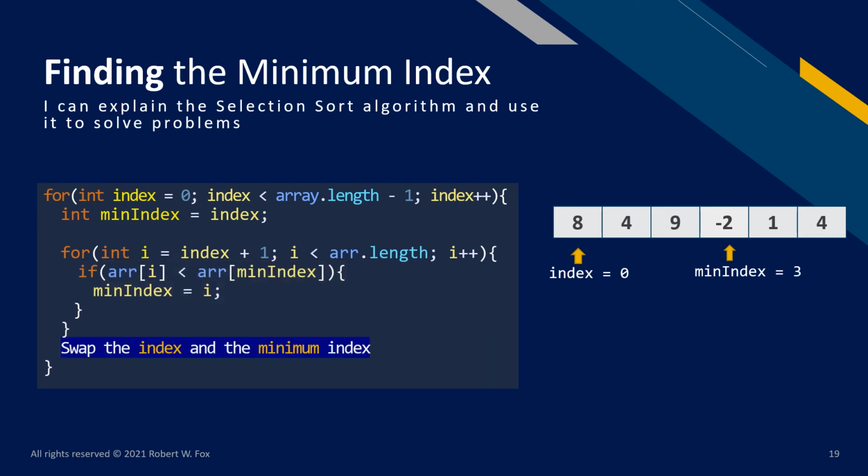So the outer loop runs through all the elements from the beginning to the second to last, and then the next chunk of code, the loop and if statement, searches for the location of the smallest element. The last thing we need to do is swap the element at index and the element at min_index.